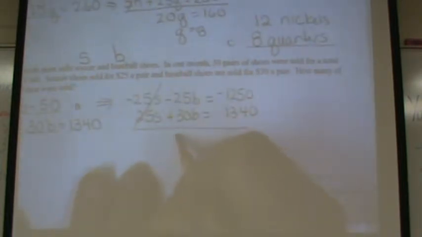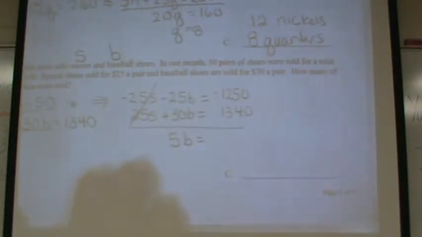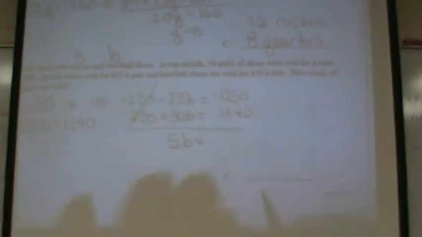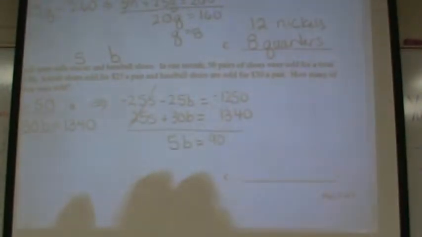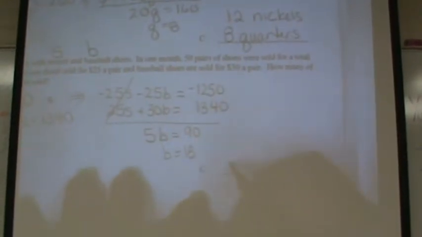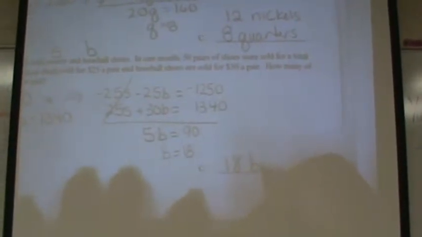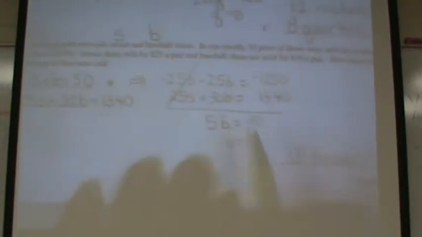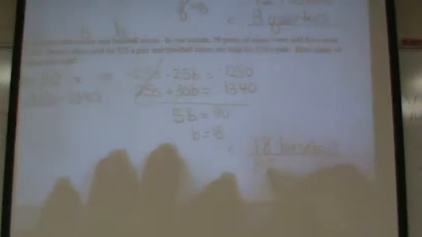Those cancel, you get 5b equals 1340 minus 1250, which is 90. And then divide that by 5, and you get 18 for b. And b stands for baseball shoes. So we have 18 pairs of baseball shoes. And subtract that from 50, that would be 32 soccer shoes.